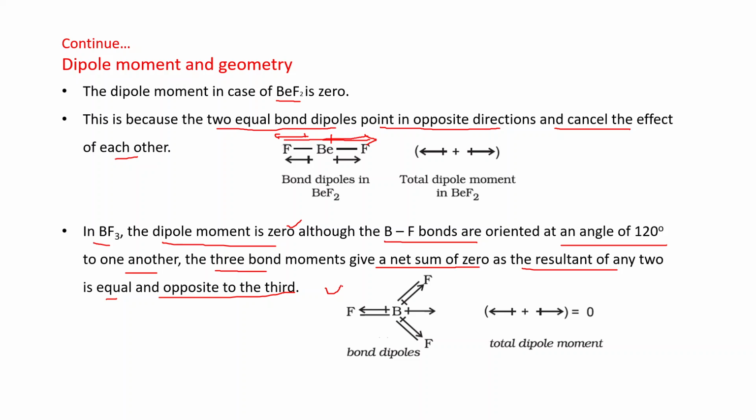And fluorine is more electronegative than boron. That's why the bond dipole of this bond is in this direction, for this it is in this direction, for this it is in this direction. And the sum of these bond dipoles is in this direction. Okay, that's why this and this are both opposite and equal. That's why they cancel each other, and the net dipole moment of BF3 is 0. Clear?